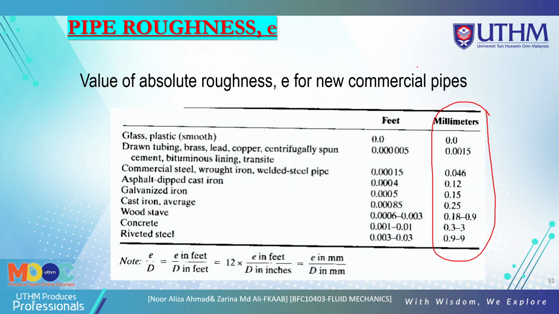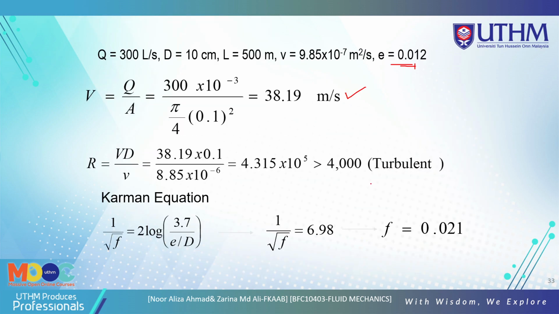Okay, actually the rough pipe is not given here. So we use the pipe based on the value given here. Actually, E is given.